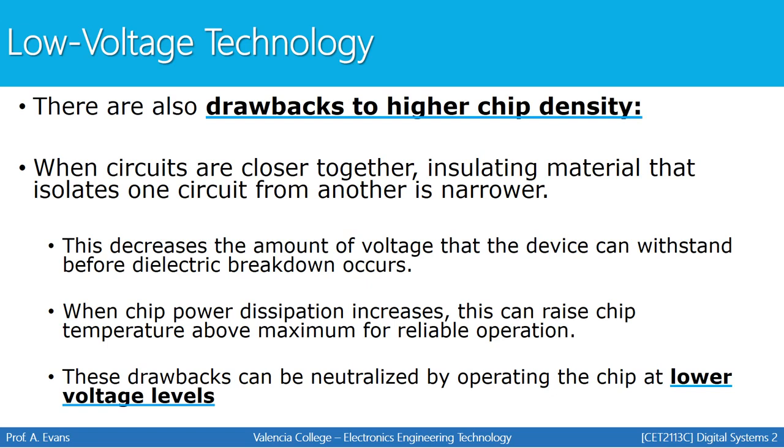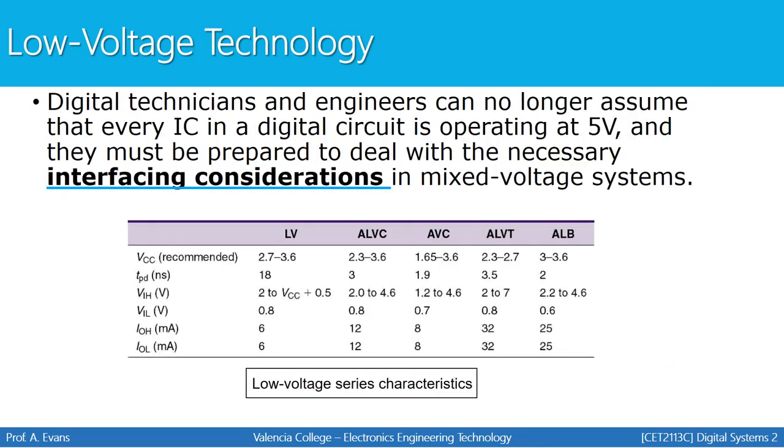So as we increase chip density and we have more gates per chip, it's a great way to expand the applications that we can do, but there is a cost to that. The cost is that you can't operate those chips at the same voltage level as other chips. So now we have the idea of low voltage technology. Low voltage technology basically means there is a family of chips that operate with lower voltages than we're used to.